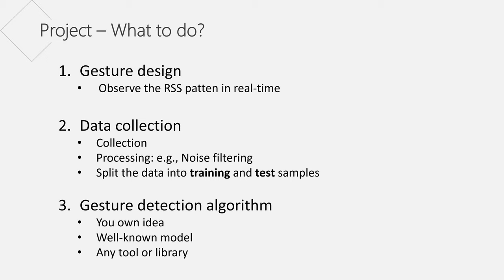So make sure you are not using the whole data set to train your model, or you will have very high accuracy, but it is not true. So remember that if you are using machine learning, then you should split your data into training and test data set. And you should not train your model with your test data set. Does that make sense?